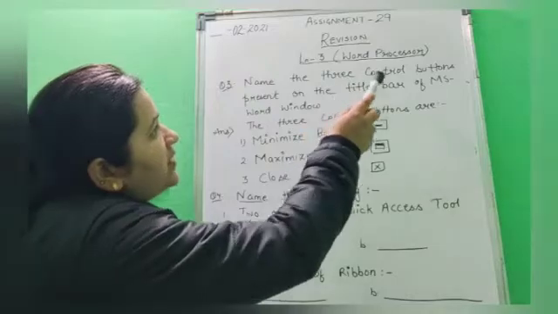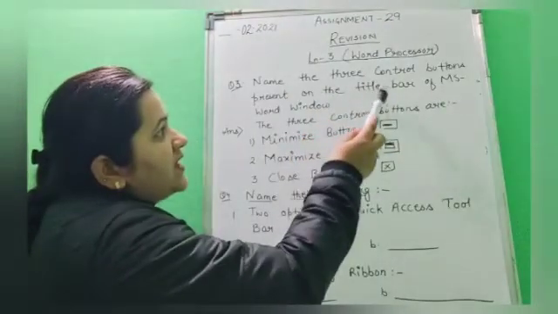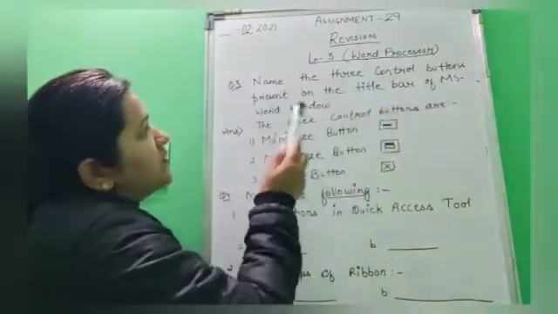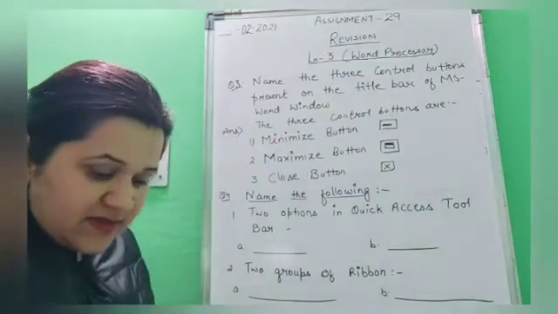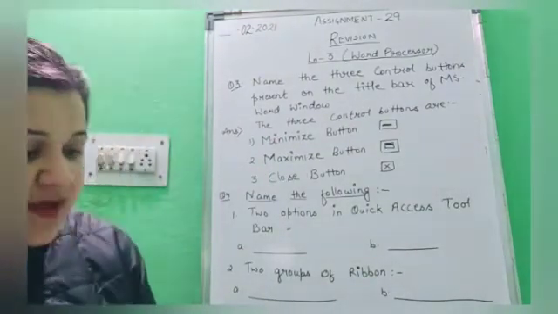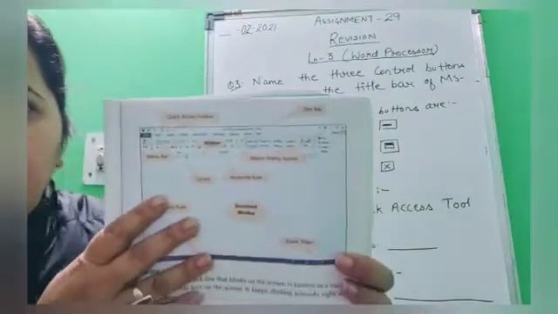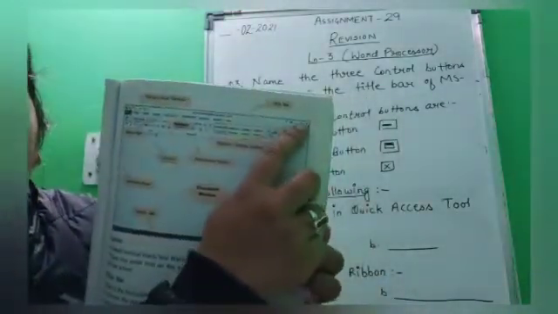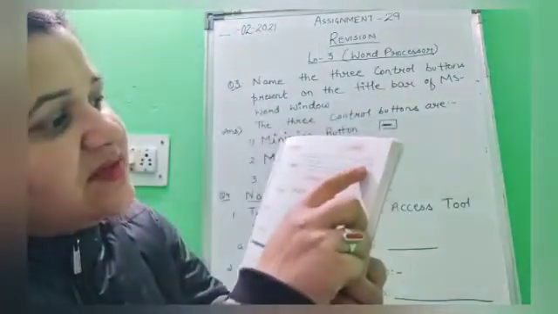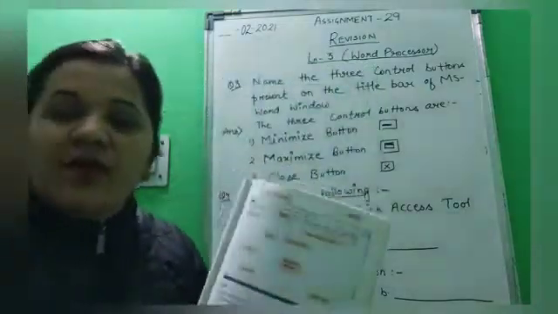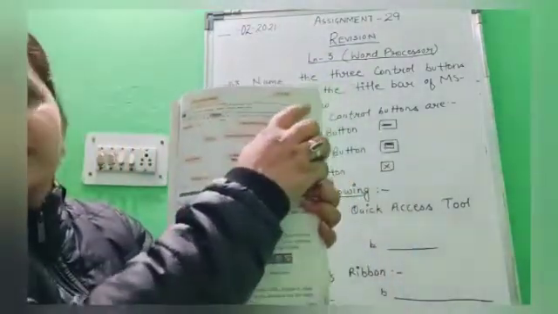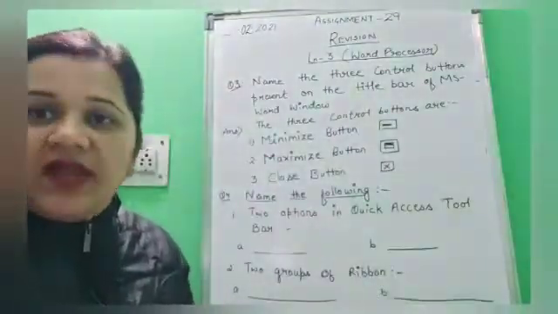Question number 3: name the 3 control buttons present on the title bar of the MS Word window. Now children, what are the control buttons? Whenever you open the MS Word window, at the extreme right side on the top, you must have seen 3 buttons. These three buttons are called the minimize button, the maximize button, and the close button. So these three buttons are the control buttons which are present at the top of the MS Word window, on the title bar.